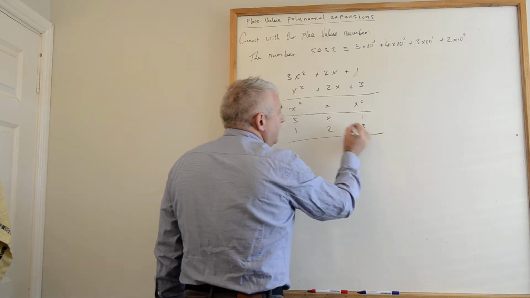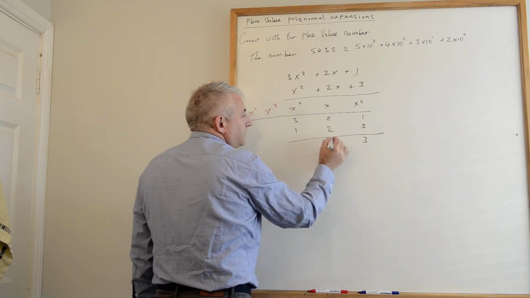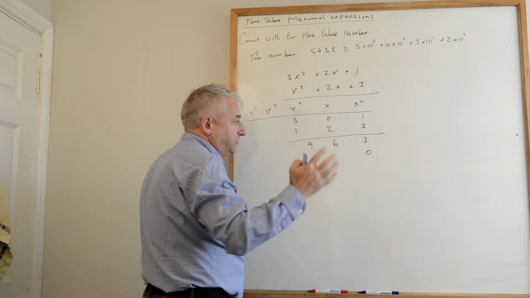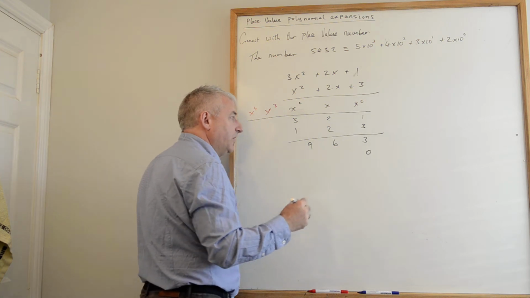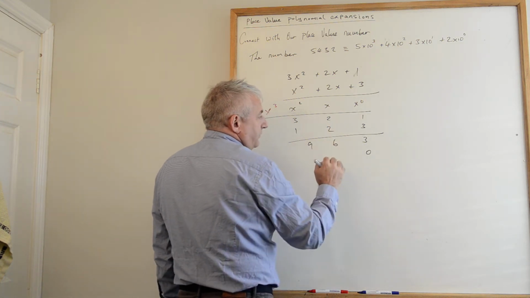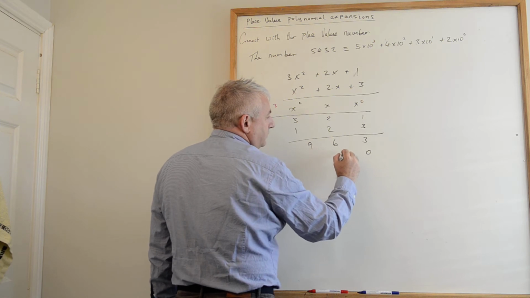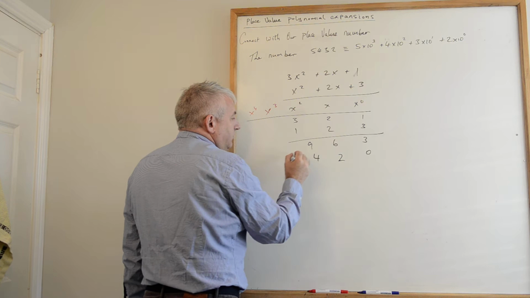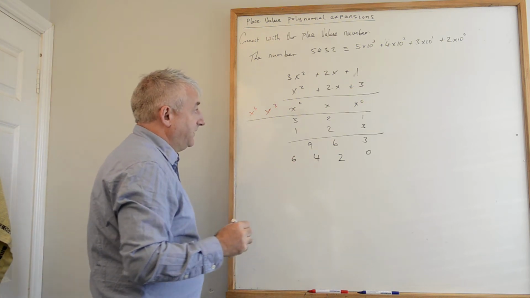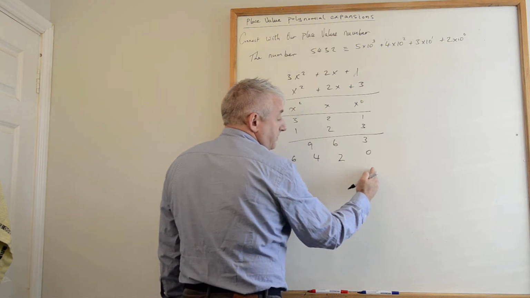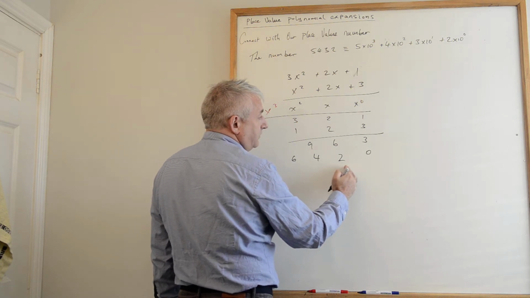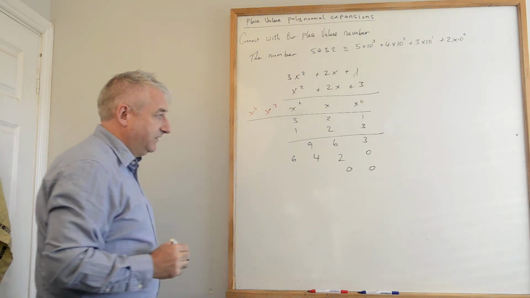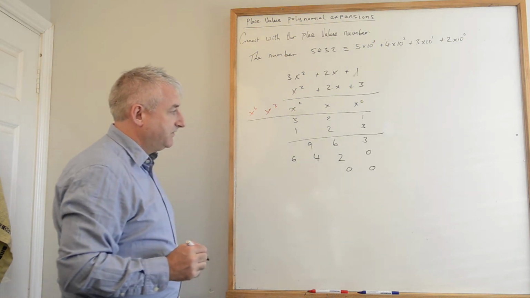3 1s is 3, 3 2s is 6, 3 3s is 9. And we don't get a single unit here, or sorry, I should say we don't get an independent term here. So we're going on to powers of x, and we're getting 2 1s is 2, 2 2s is 4, 2 3s is 6. And this time we neither get independent terms nor do we get linear terms. So these are just placeholders, just to make sure we don't put anything else there.